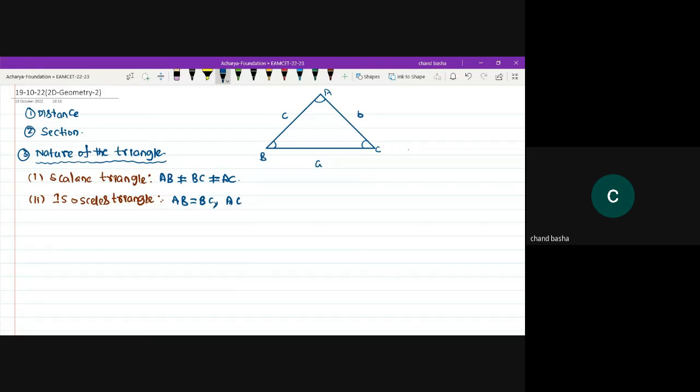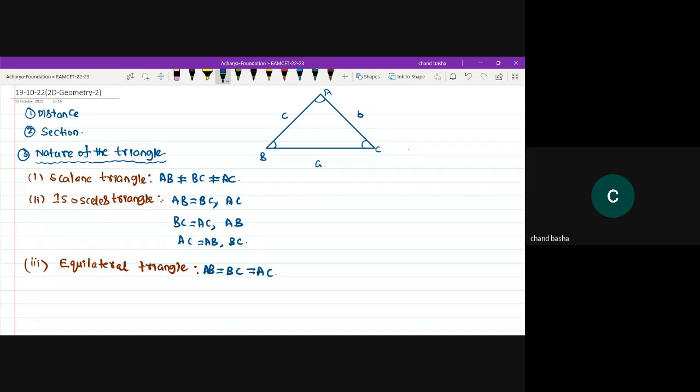The third one is the equilateral triangle. If the lengths of all the three sides are the same, that is AB equal to BC equal to AC, it is called an equilateral triangle. These are all well-known properties that we already studied in lower classes.